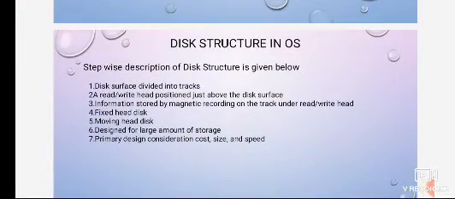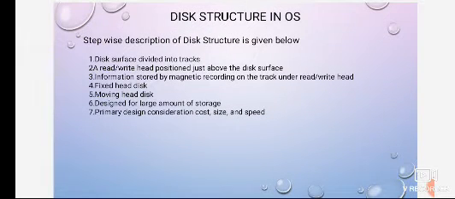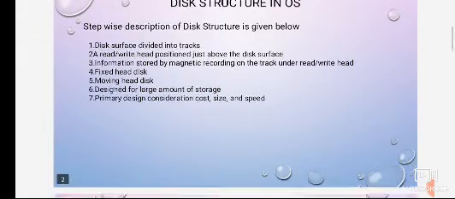Disk structure in operating system. The stepwise descriptions of disk structure are given below. One, the disk surface is divided into tracks, and a read or write head is positioned just above the disk surface. The information is stored by a magnetic record on the track under the read or write head. It is also used as a fixed head disk and as a moving head disk. They are designed for a large amount of storage, and the primary design considerations are cost, size and speed.